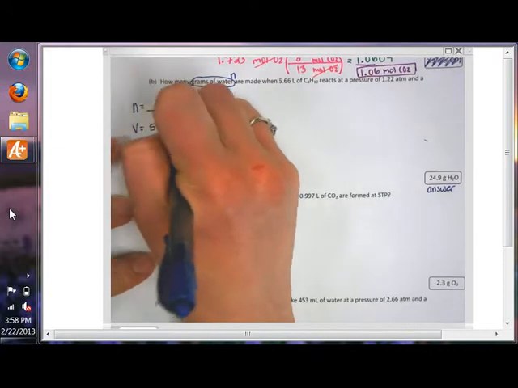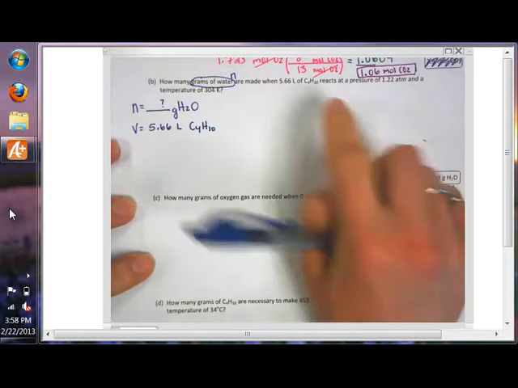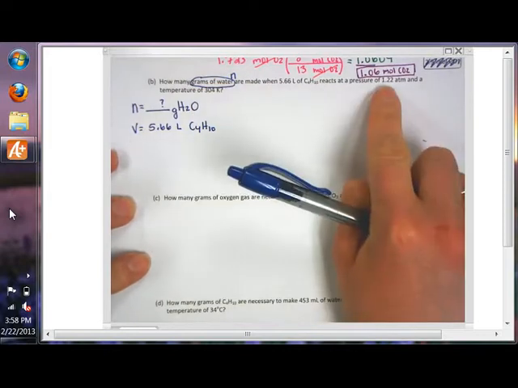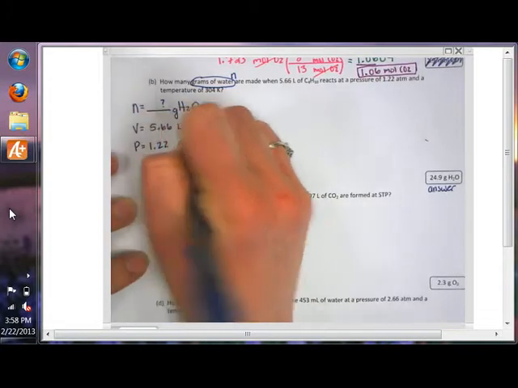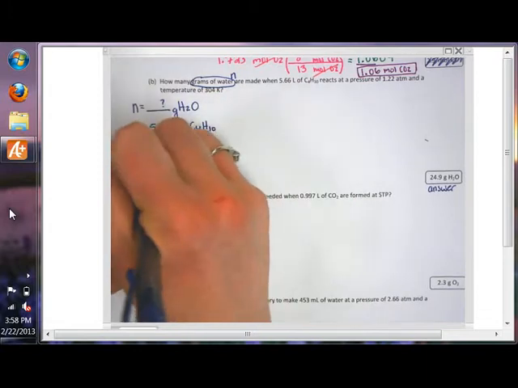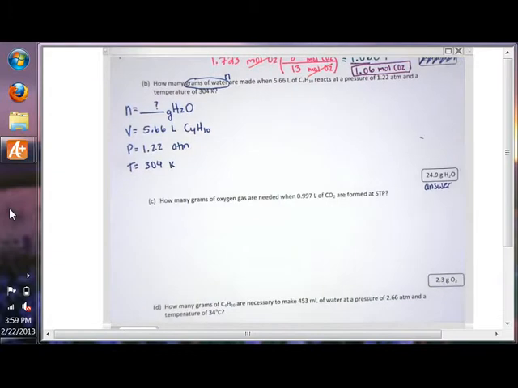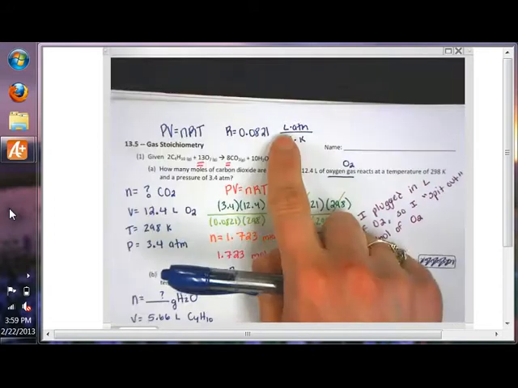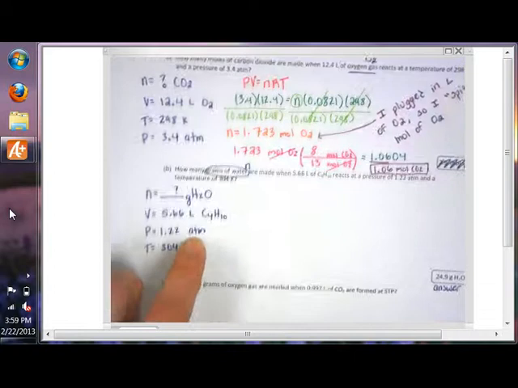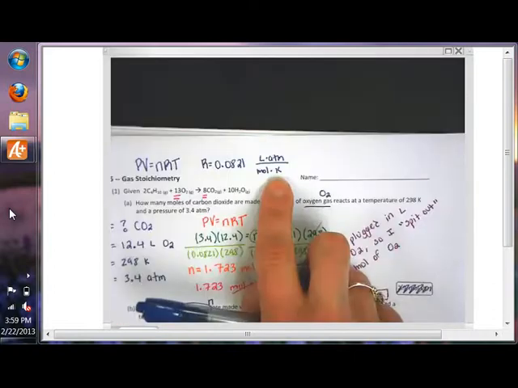C4H10 reacts at a pressure of 1.22 atm. So pressure equals 1.22 atm and a temperature of 304 Kelvin. So temperature equals 304 Kelvin. Before I go and plug anything in, I'm going to make sure my units work. Liters, liters, atm, atm, Kelvin, Kelvin. So I can go ahead and plug everything in.